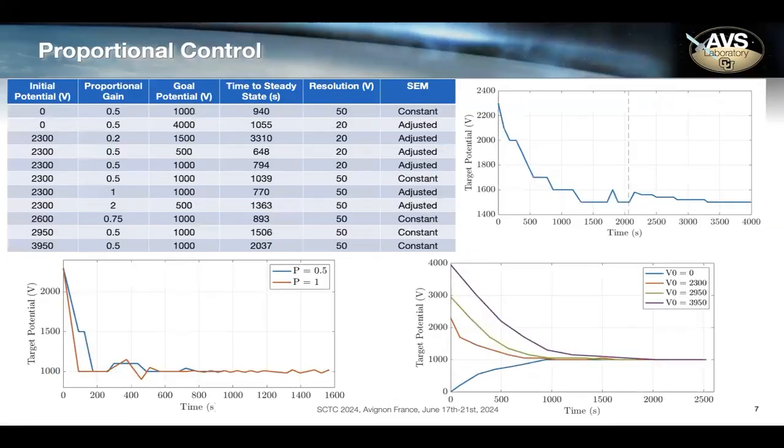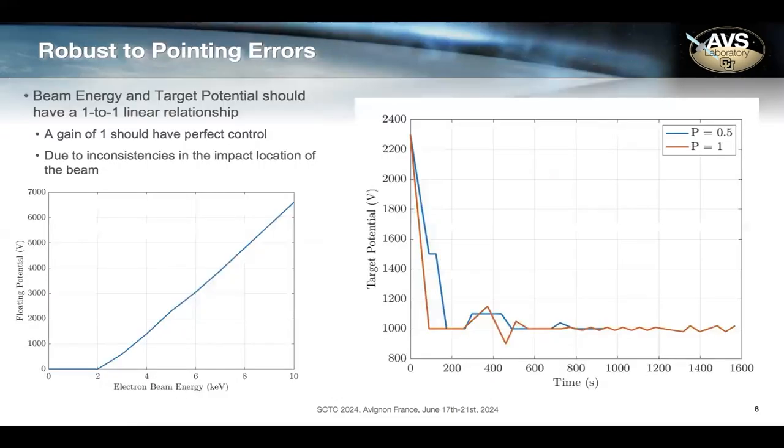So if we go back to the proportional control, you can see that with a gain of 0.5, the time to steady state for the adjusted secondary electron method ranges from about 700 to 1,000 volts. While this seems like a large difference, this actually only corresponds to like 1 or 2 extra measurements, so a relatively constant convergence time.